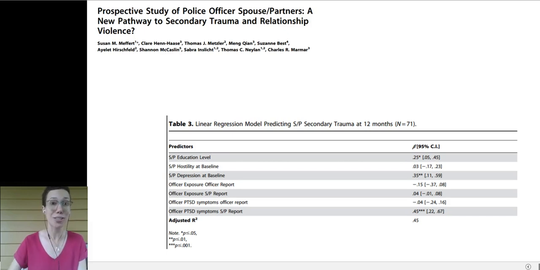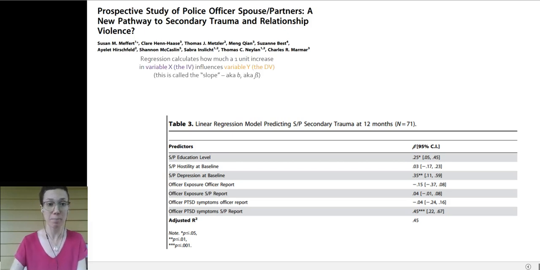So first thing to do is always to read the description of the table. We can see that this is a linear regression model predicting S/P secondary trauma at 12 months. So it's telling us what it's predicting right here, spouse and partner secondary trauma at 12 months. Let's get a reminder here. Regression is calculating how much a 1-unit increase in the independent variable is influencing the dependent variable. So here's our reminder of what we're looking at.